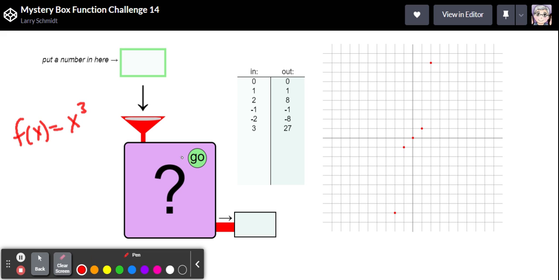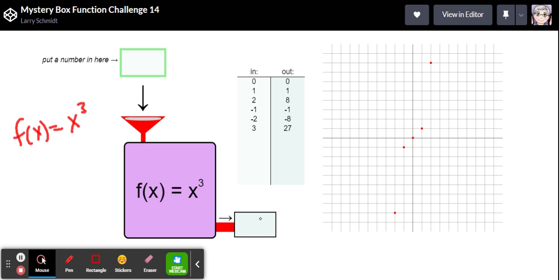Tricky. We haven't seen one of those before. That's a cubic function. Let's go ahead and reveal. I'm pretty confident about this one. And yes, that is f of x equals x cubed. And let's graph that as well. This is the shape of the cubic function.